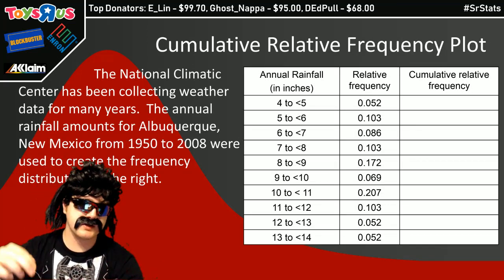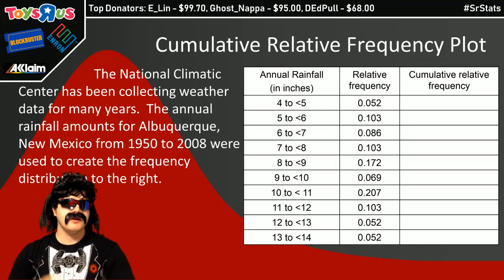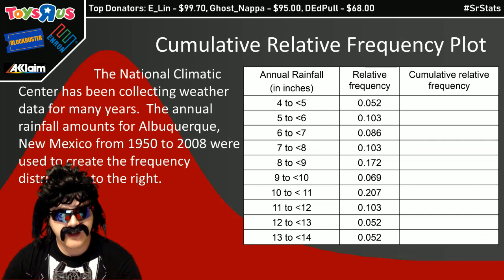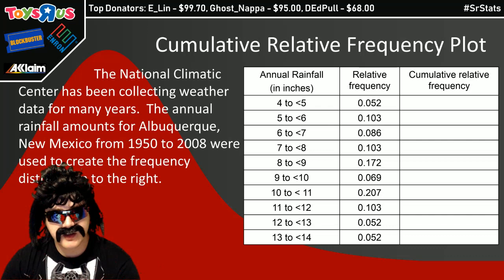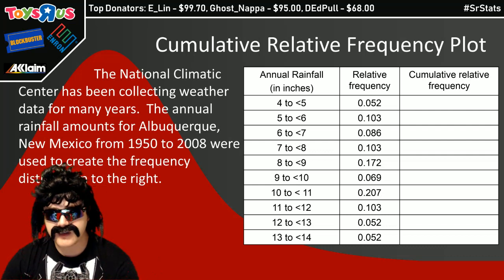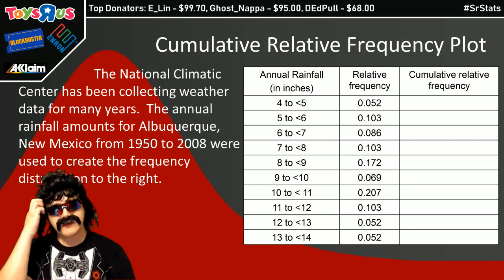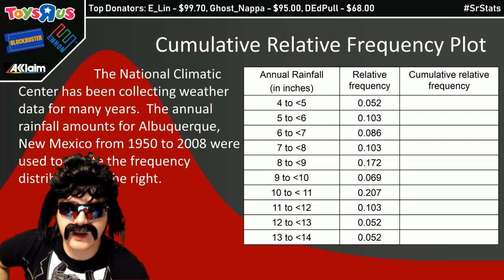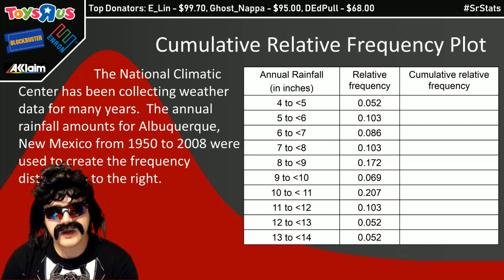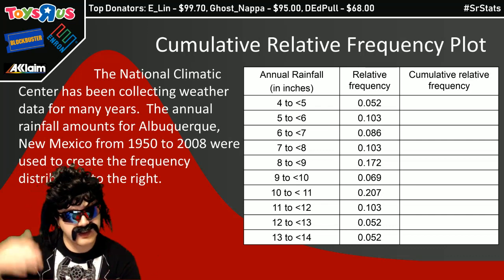The National Climatic Center has been collecting weather data for many years. The annual rainfall amounts for Albuquerque, New Mexico from 1950 to 2008 were used to create the frequency distribution to the right. So we have the annual rainfall between 4 and less than 5 inches. It has a relative frequency of 0.052, and then it keeps on going through.